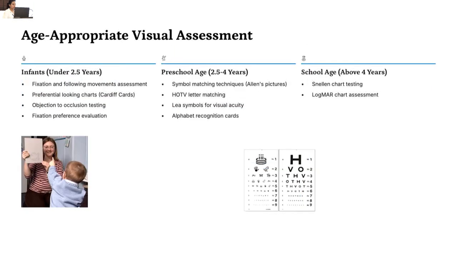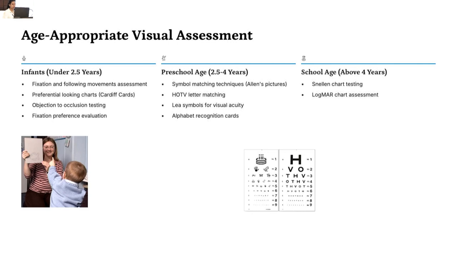The visual assessment of any child should be age appropriate. For infants, we can follow the CSM technique, that is central, steady fixation and maintenance. We can look for movement assessment. Preferential looking charts can be taken into consideration. Objection to occlusion testing can be used, and fixation preference can also be evaluated.